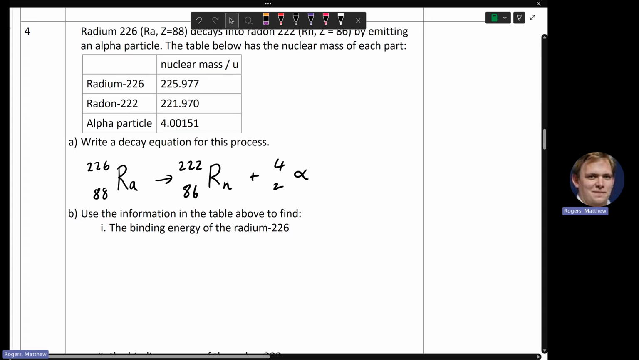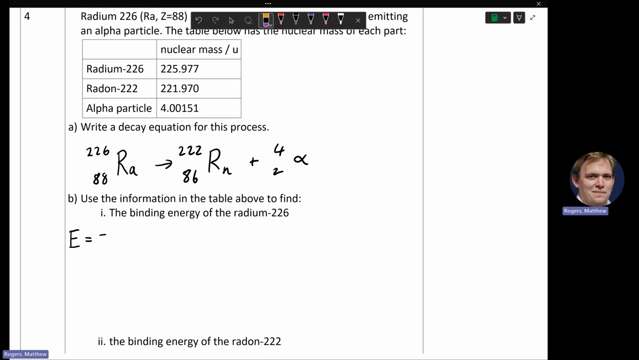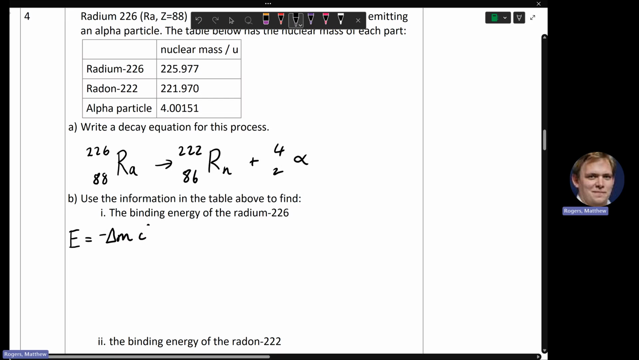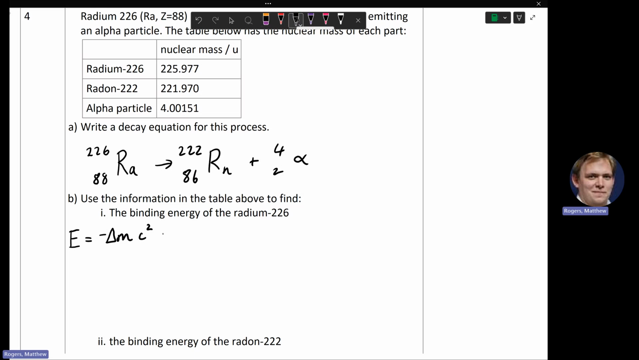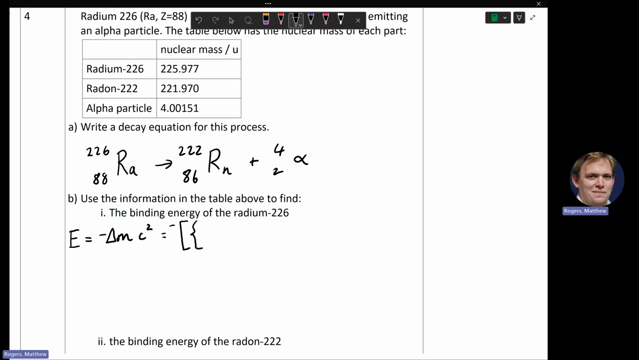Use the information in the table above to find the binding energy of radium-226. So if we want to do this in a single line, we need to find the mass defect and multiply it by c squared. This needs to be in units of kilograms in order for it to work properly. So we're doing multiple steps in one here. I'm going to get the value of delta M inside a square bracket. But first, inside the curly bracket, we're going to find delta M in units of U and then convert it.